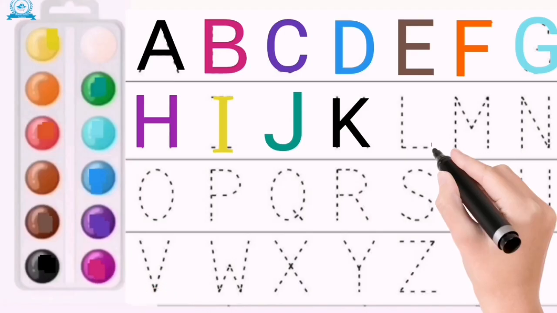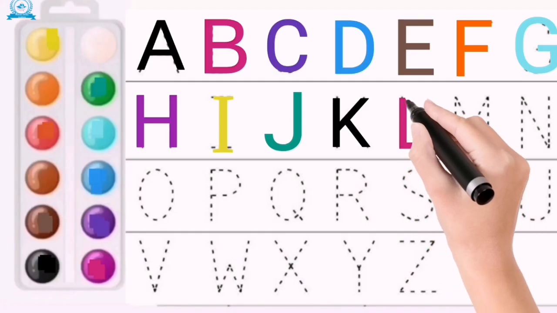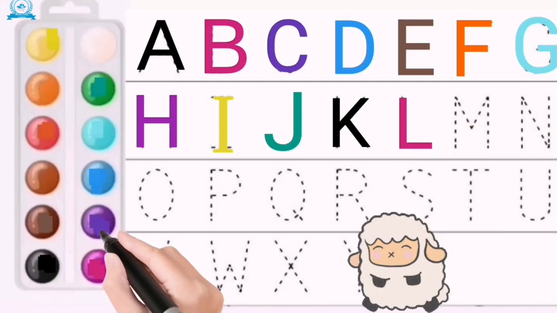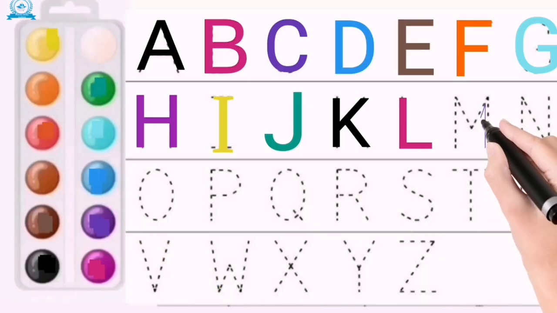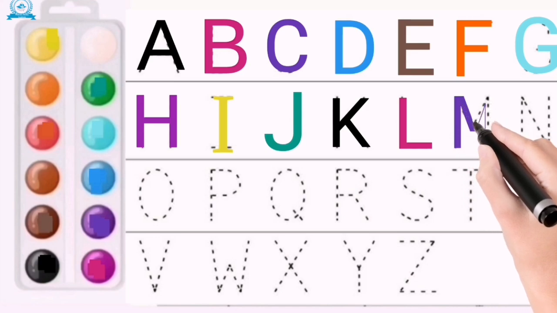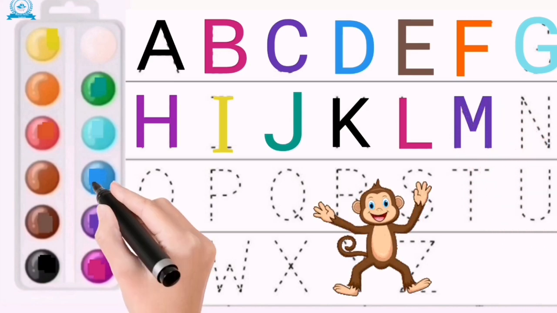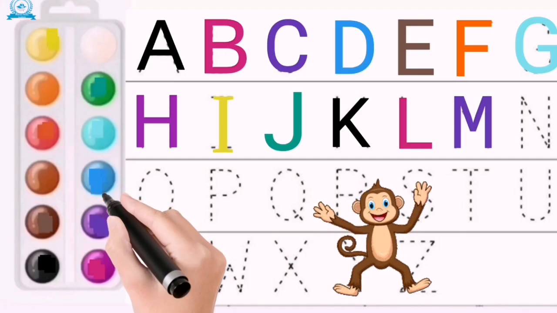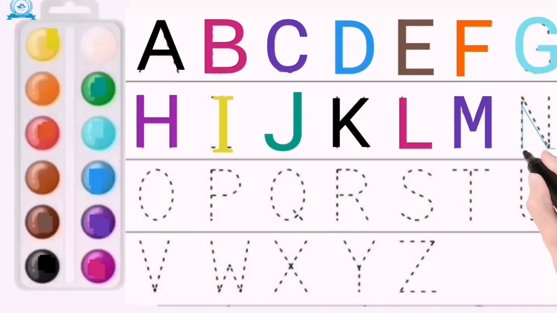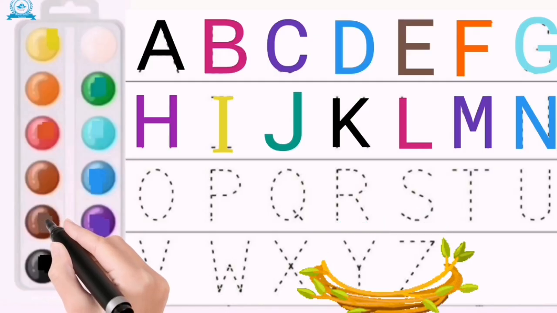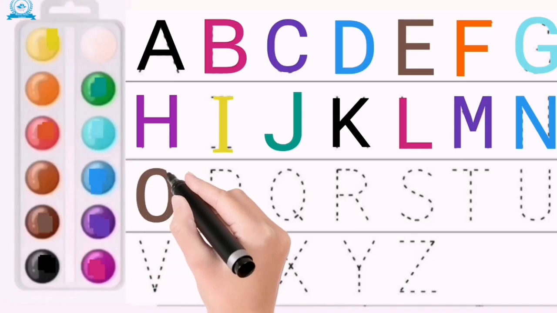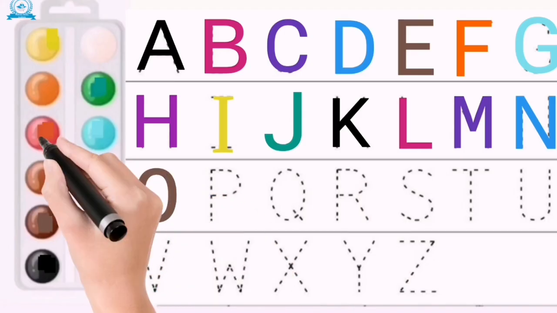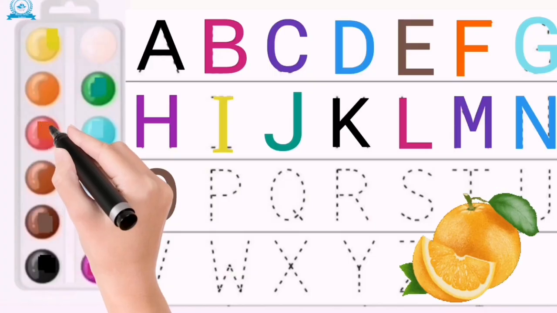L is for lamb. M is for monkey. N is for nest. O is for orange.